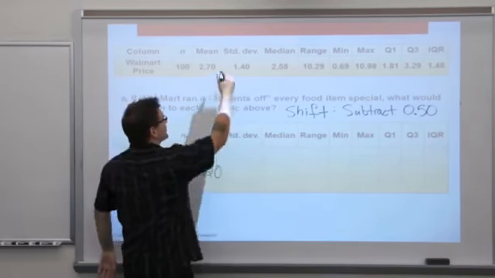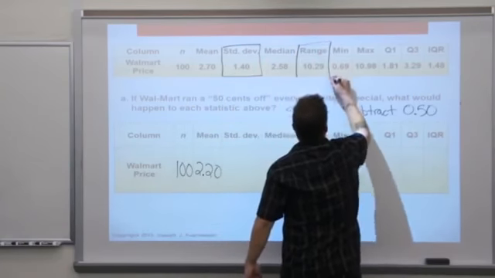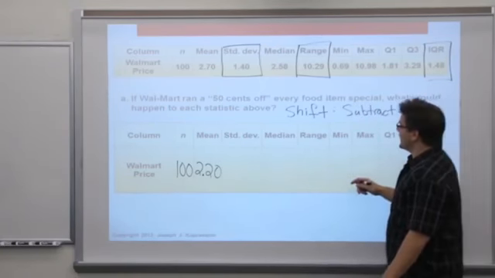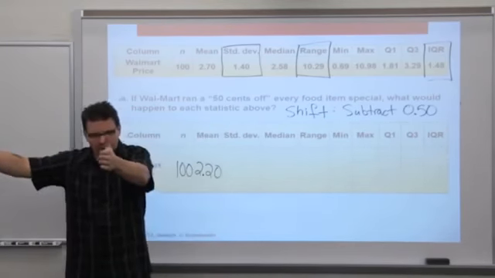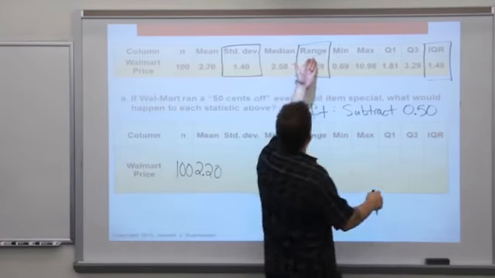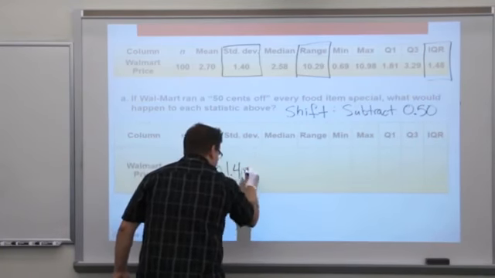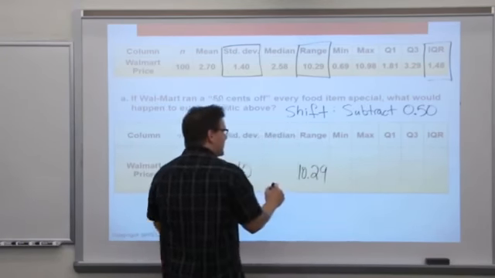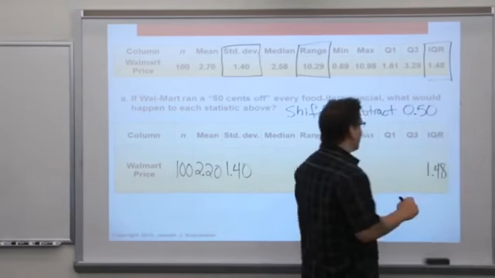What happens to standard deviation? This is a measure of spread. For that matter, let me put a box around them. The range is a measure of spread. Way down here, IQR is a measure of spread. Think of the data values on a number line. Now I'm subtracting 50 cents from every one of them. They used to be here. Now they're here. No change to the standard deviation, range, or IQR. So we'll just copy those straight down: 1.40 for standard deviation, 10.29 would be the new range, and $1.48 would be the new IQR.